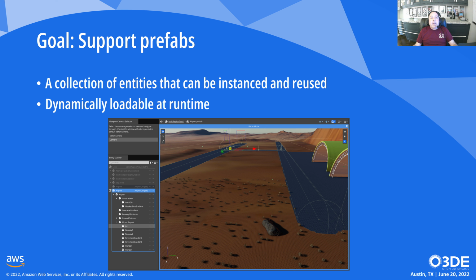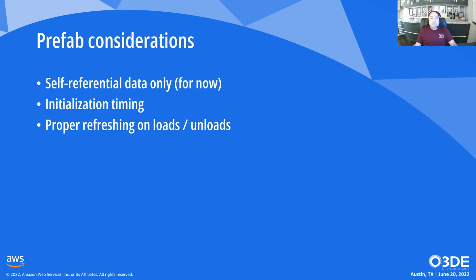Prefabs are a collection of entities that can be instanced and reused, and the collection can even be dynamically loaded and unloaded at runtime. For this presentation, in the level that I was building, I built my airstrip as a prefab. It contains over a dozen entities defining the jet, the hangars, and then some terrain modifiers that flatten the terrain and add the concrete terrain surfaces for the runways. By building it as a prefab, I was able to place multiple copies of this airstrip around my world just by instantiating more prefab instances. I could even load and unload each airstrip dynamically at runtime if I really wanted to.